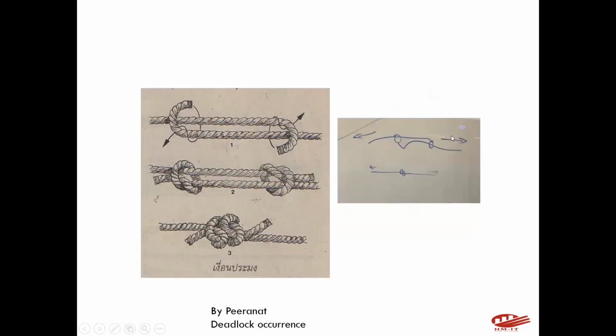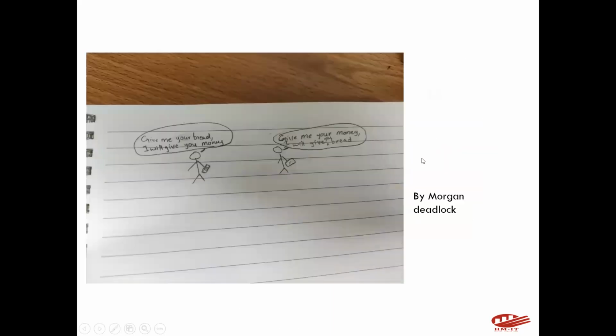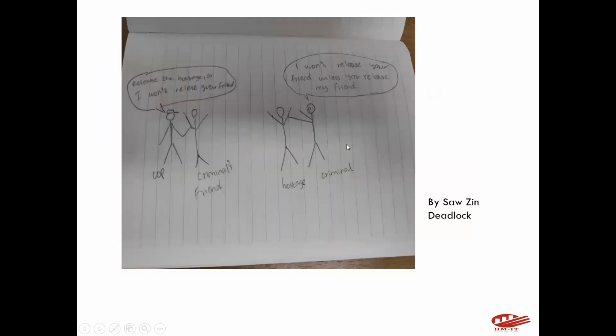So now here this is Mr. Tranat. This is Mr. Morgan. We explain about Mr. Morgan's case. He said, give me your bread, I give you your money. Give me my money, I give you the bread. So this is what Mr. Morgan has given. And Sozin, about the criminal: you hold my gun, you hold my people, and I hold your people. If you don't release, I won't release.